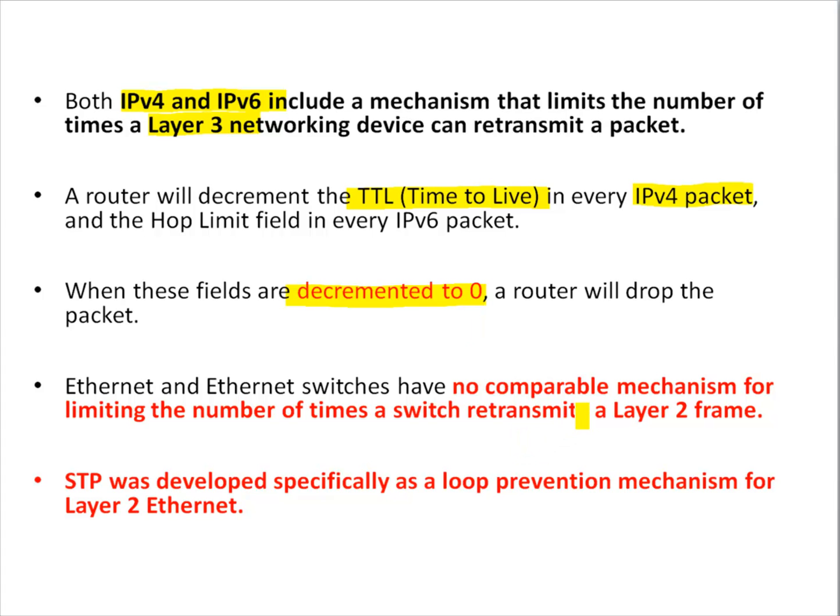But if you are going for layer 2, we don't have such a mechanism here. So we need a specialized protocol, and that is the STP protocol, Spanning Tree Protocol. These protocols are used to prevent loops. So these are loop prevention mechanisms at layer 2 Ethernet. This is the concept.